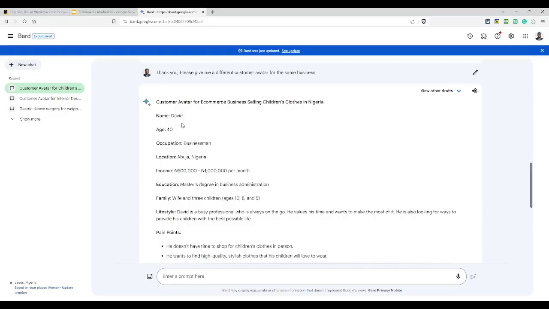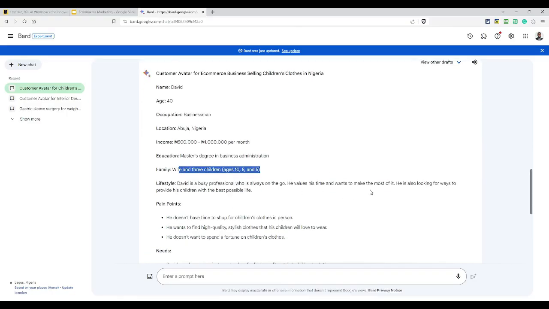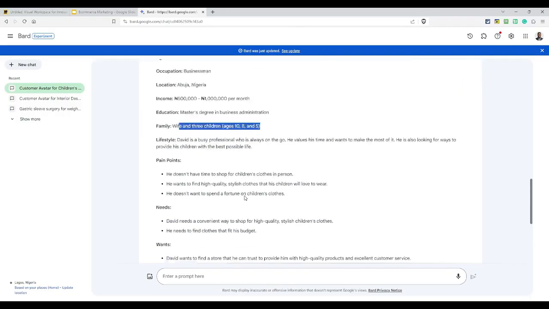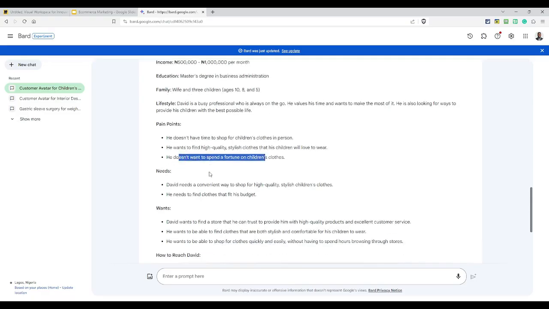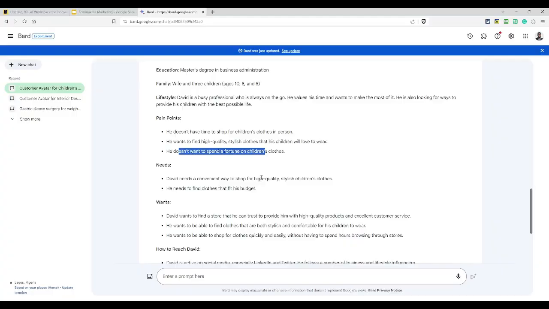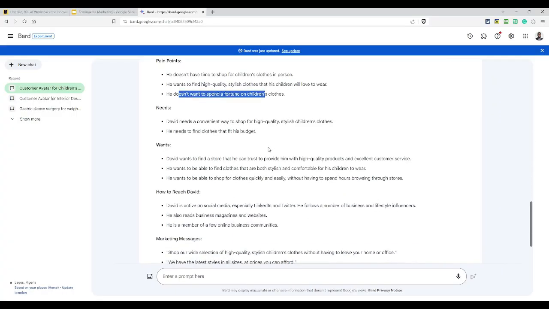This is another person. David is a businessman based in Abuja. He's 40 years old. His income is way more. He has a master's degree. He has a wife and 3 children. He's very busy. He values his time and he wants to provide his children with the best possible life. He doesn't have time to shop, just like the woman. He wants high quality, stylish clothing for his children, just like her. He doesn't want to spend a fortune. He needs a convenient way to shop. Of course, you can see how they're a bit similar.